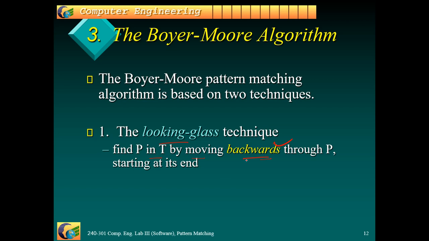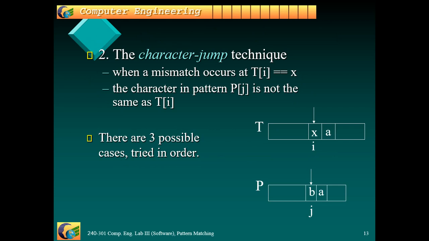So the first thing is the backward technique you are using. The second thing that you are using here is the character jump technique. Character jump you are going to use whenever there is a mismatch, right? Whenever there is a mismatch at a certain character X, what you are going to do is intelligently shift the positions across both the text and the pattern in order to align them, so that the number of comparisons can be reduced in finding the pattern in your text, right?